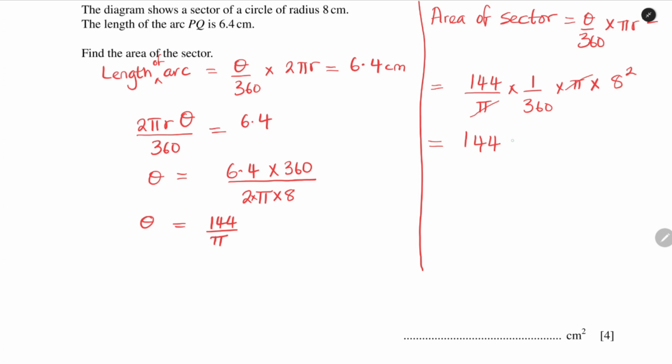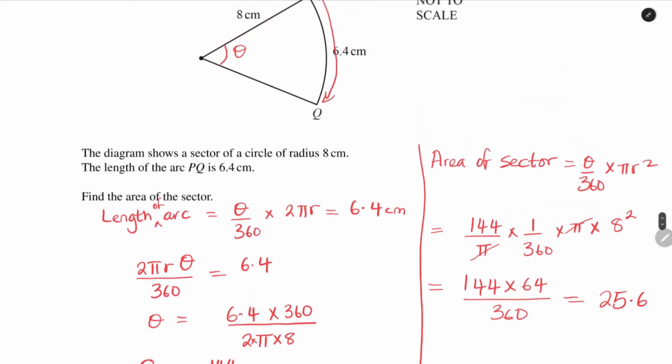144 times 64 over 360. Look at how neat the numbers came out. If you try to evaluate earlier, you might not get it this neat. This is neat and tidy, and you're going to have your full marks. Easy peasy. All right. You evaluate this on your calculator, you're going to have 25.6. So the area of the sector here is 25.6 centimeters squared.